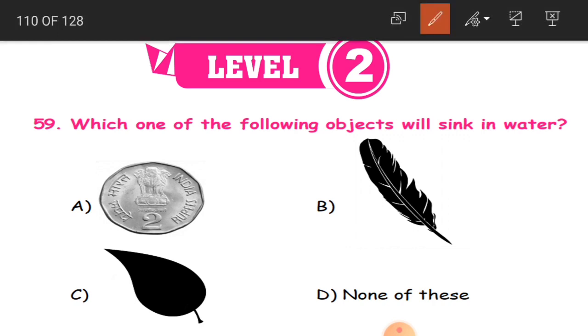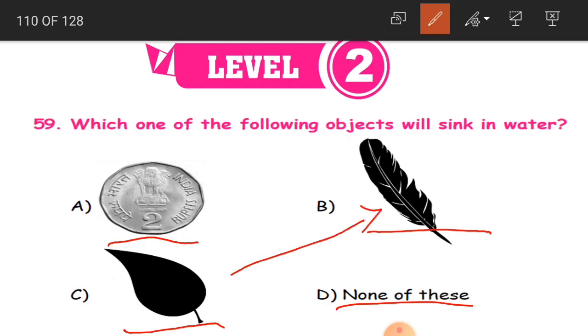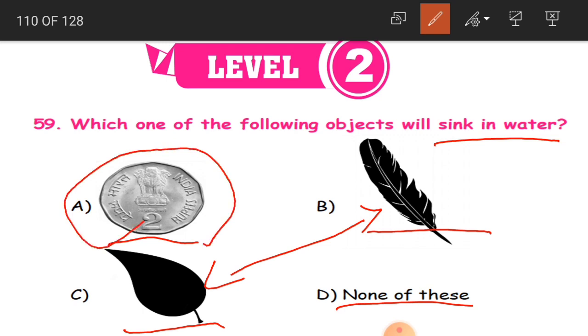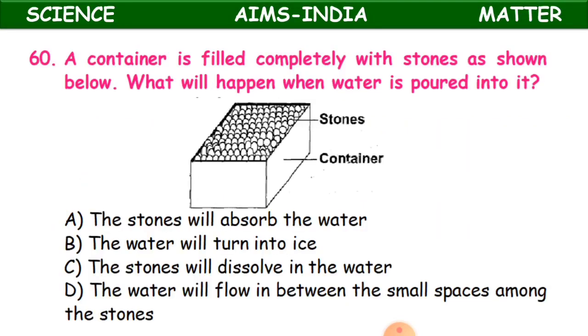Now, 59th question, from level 2, children. Which one of the following objects will sink in water? See here, you have a coin, a 2 rupee coin, a feather, a leaf, and none of these. If you put a leaf and a feather in water, does it sink? No, it is going to float on water. But when you throw a coin into the water, this coin is going to sink. So that is why A is the correct answer. Clear, children?